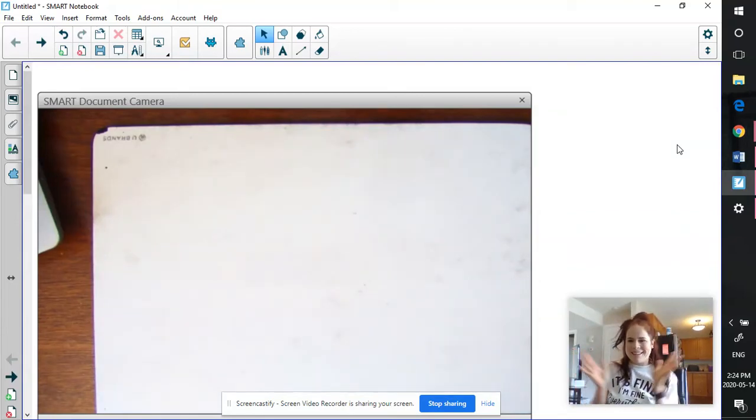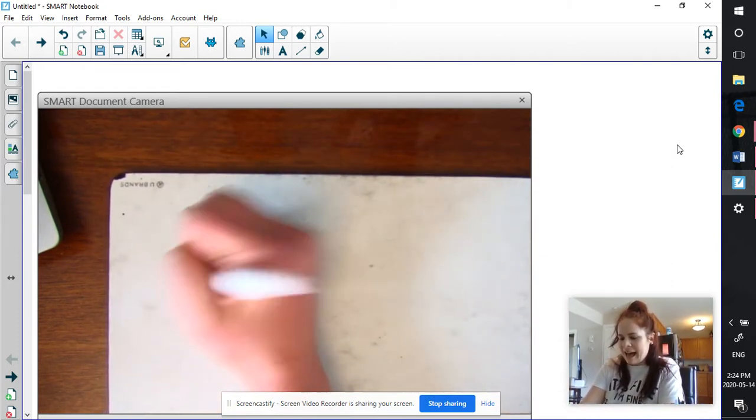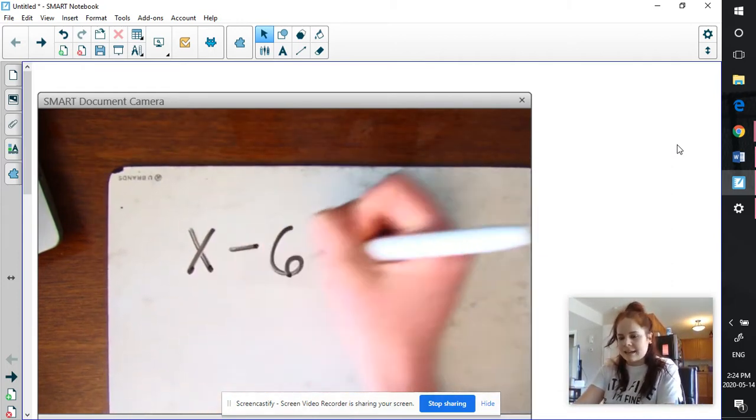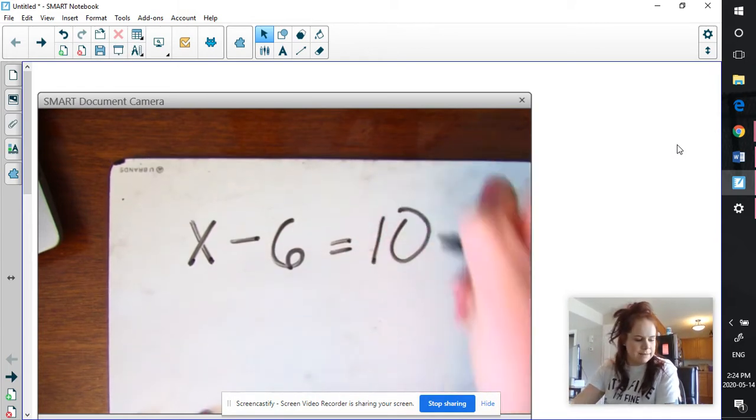Hey guys, so this week we're going to learn about solving equations. Last week we learned about what an equation is. Basically, an equation has numbers, operations, variables, and an equal sign. I'm going to give you an example of what an equation is. It could be anything like x minus 6 equals 10.